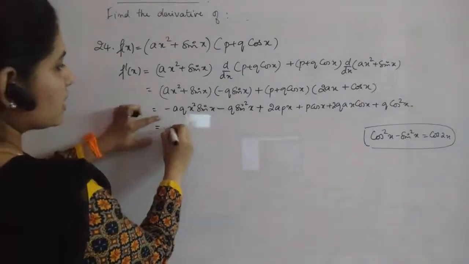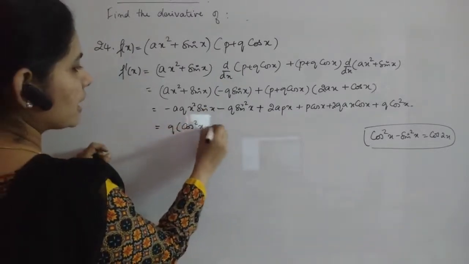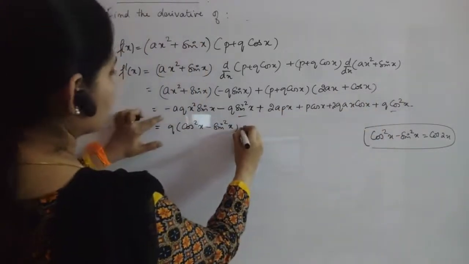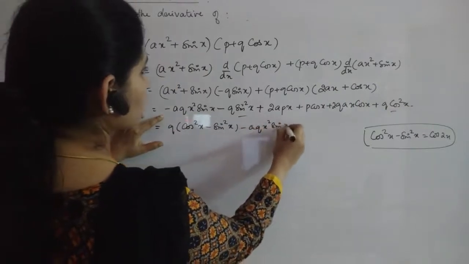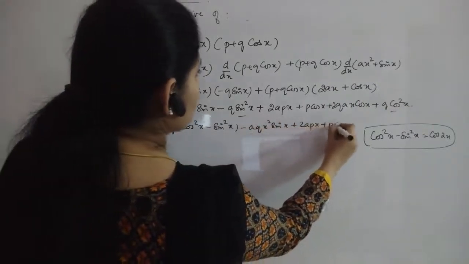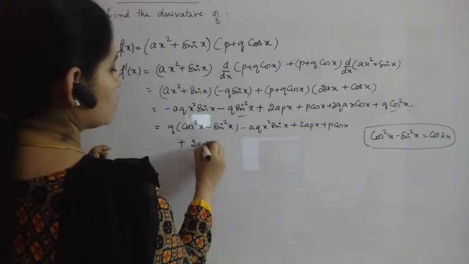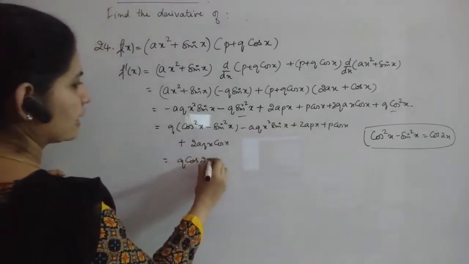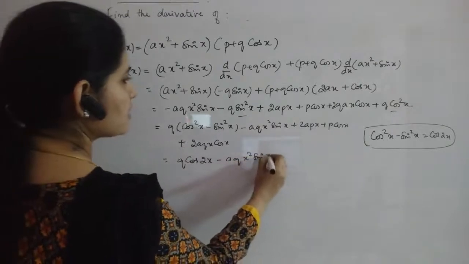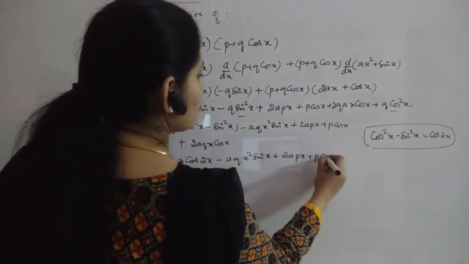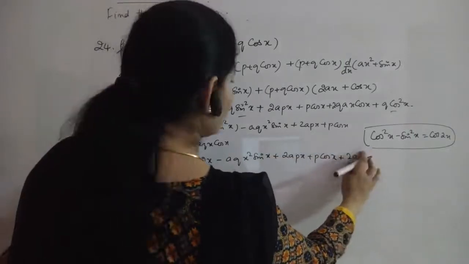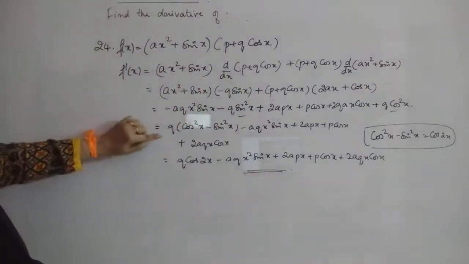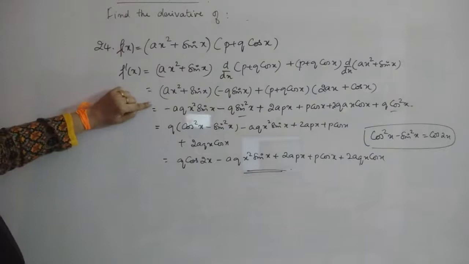If I am taking q out, I will get cos square x minus sin square x for these two terms. The remaining is the same, that is minus aq x square sin x plus 2apx plus p cos x plus 2aqx cos x. This term will be written as q cos 2x minus aq x square sin x plus 2apx plus p cos x plus 2aqx cos x. It is not compulsory that you do these steps, you can stop till here also.